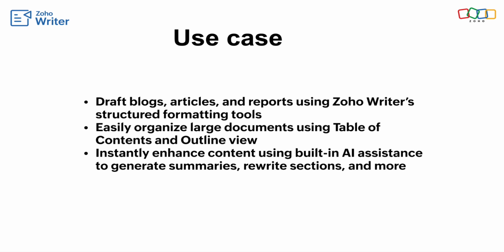Well, that's a great question, Vignesh. Writer provides everything a content creator needs, so they can structure their work neatly. They can use headings, subheadings, numbered lists, and styles to make the document organized and visually consistent. For long pieces like reports, you can automatically generate a table of contents and navigate easily through sections using the outline view. And of course, Zia, our built-in AI assistant, can help you draft ideas, summarize sections, or rephrase any content right inside the editor.